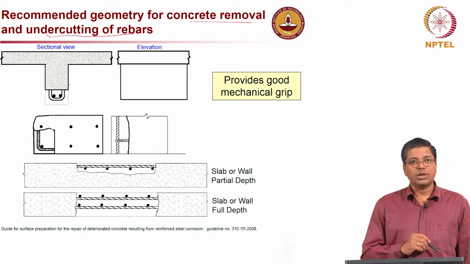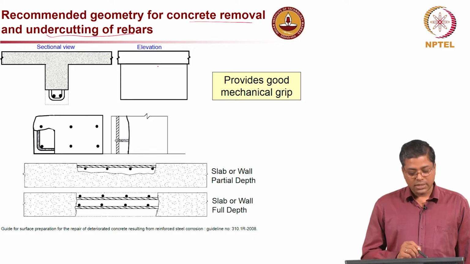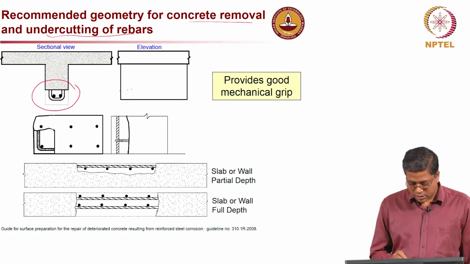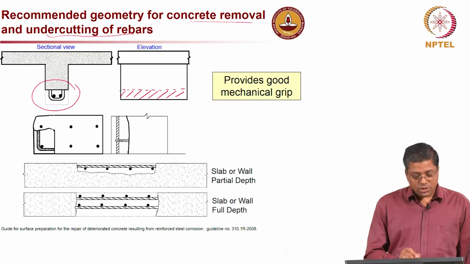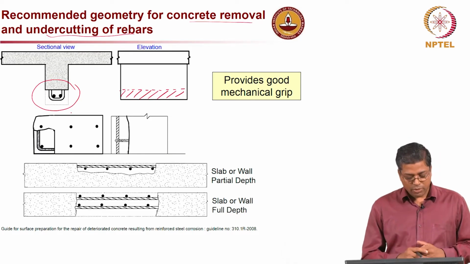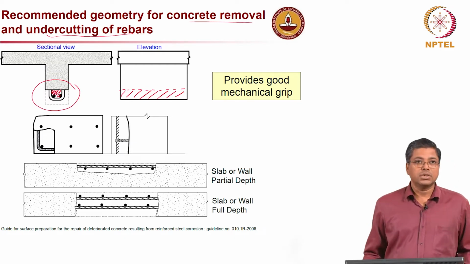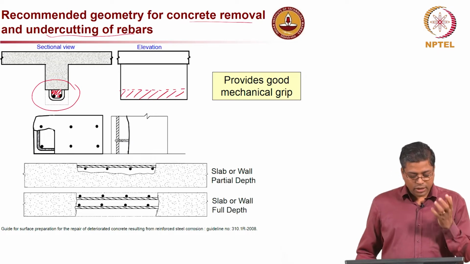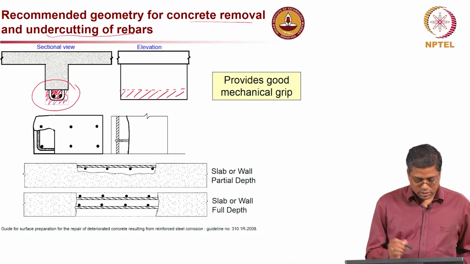If you are talking about a beam, as you see in the top left, this is a sectional view and the right side is the elevation of the same beam. This portion has to be removed. In other words, the hatched region has to be removed. That ensures that the new concrete or the repair material will also fill in the space inside the stirrups. That ensures better mechanical grip, and the new repair material will not fall downward.